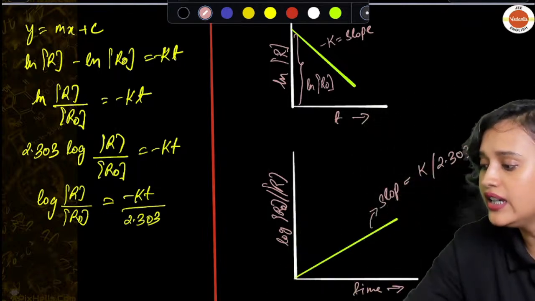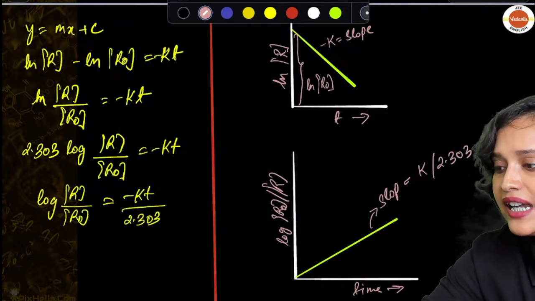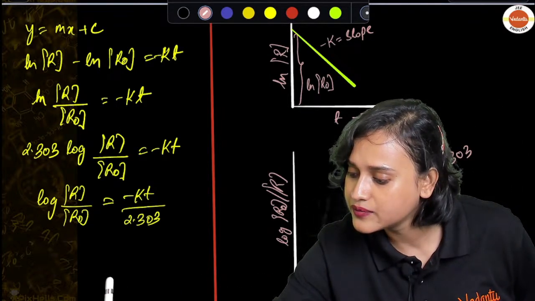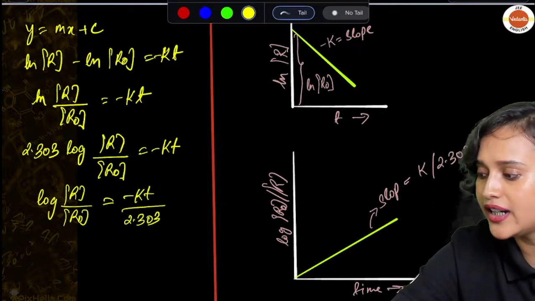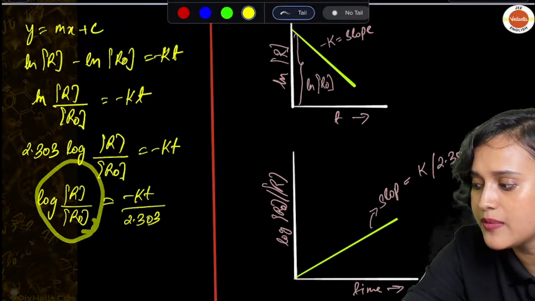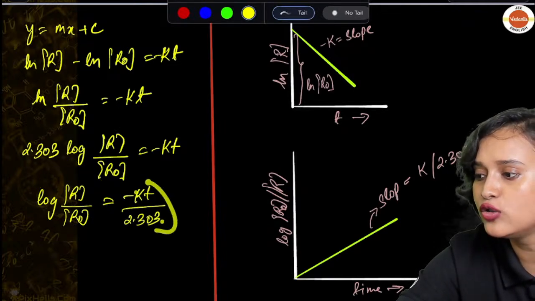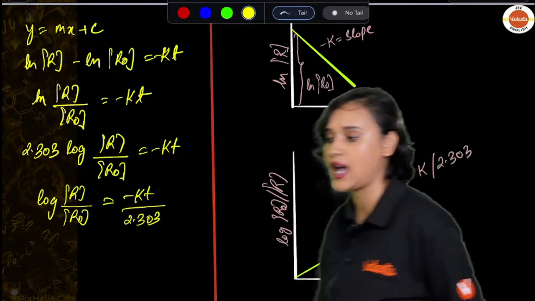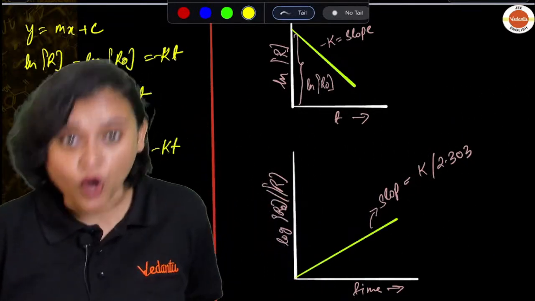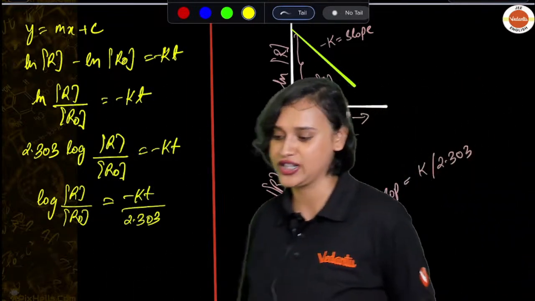I have told you, see, here it was log r divided by r naught. Hence we got minus kt divided by 2.303. But if I reverse this part, it becomes r naught by r. Hence it will become k divided by 2.303. I hope this is absolutely crystal clear, guys. Please let me know if it is no more confusing.